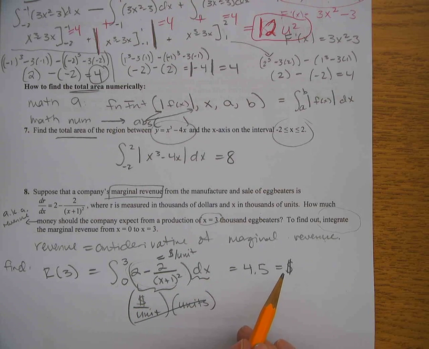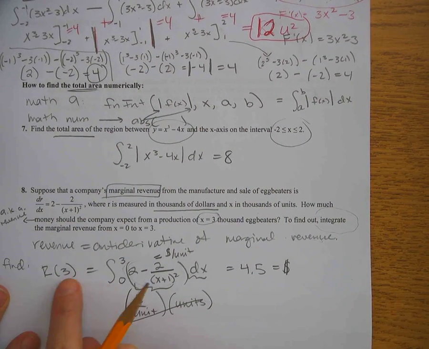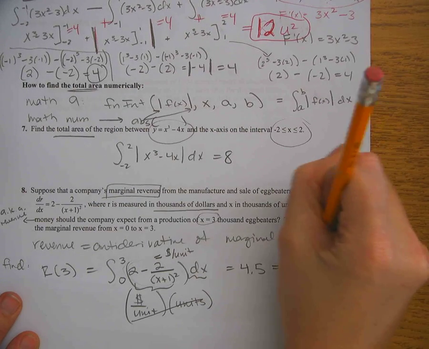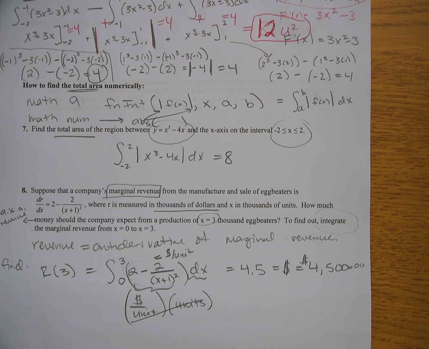But not only that, it's in terms of thousands of dollars. So the revenue from selling 3,000 egg beaters would be equal to $4,500. And so that's our answer for number 8. Whenever you're given a rate of change, a marginal revenue, and you want to go back and figure out how much revenue that is, you basically integrate. You take the antiderivative of marginal revenue, evaluate that from 0 to 3, and bada bing, bada bang, you've got revenue. So now we've come full circle.